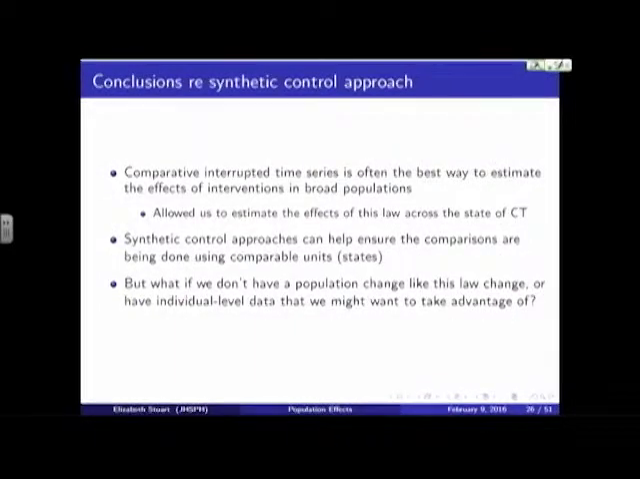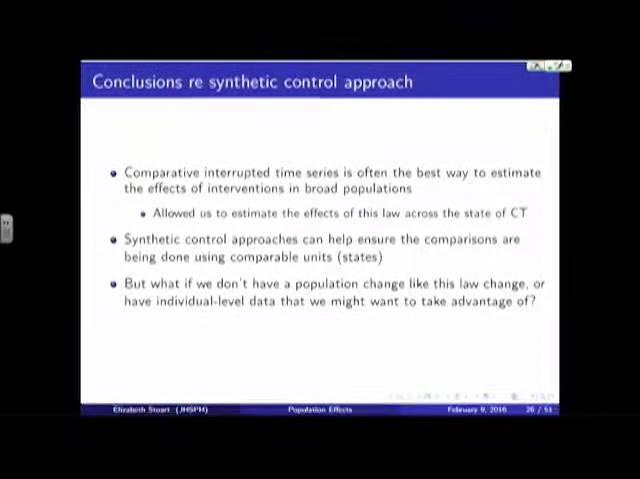In terms of the synthetic control approach, comparative interrupted time series is often a very good and sometimes the best way to estimate the effects of interventions in broad populations. So if we're interested in what were the effects in the entire state of Connecticut of this policy change, this approach allows us to do that. And this synthetic control approach in particular helps us make sure that the comparisons are being done using comparable states in this case.